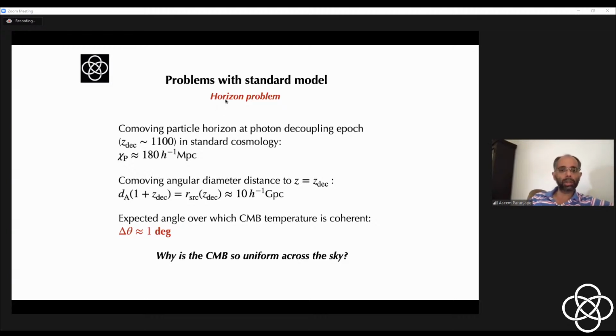So this is why I wanted to discuss horizons, because the problem is exactly about the size of the co-moving particle horizon, which we discussed. So remember, the co-moving particle horizon is the distance to which signals could have traveled starting from the Big Bang. Okay, so now let's do this calculation.